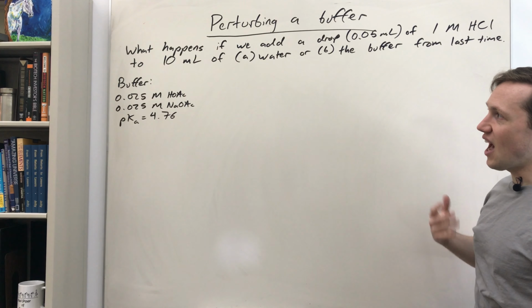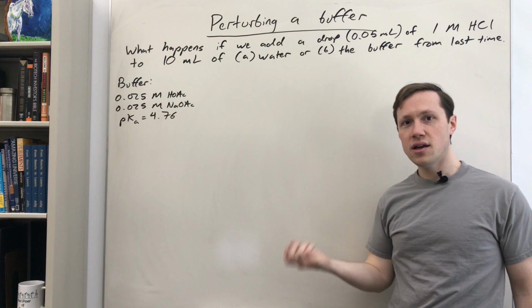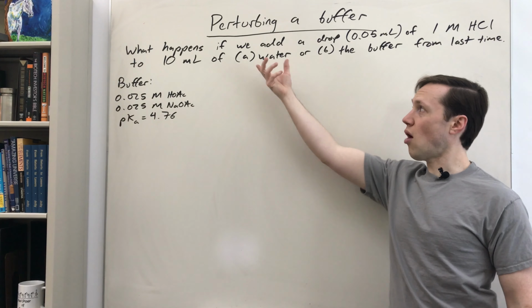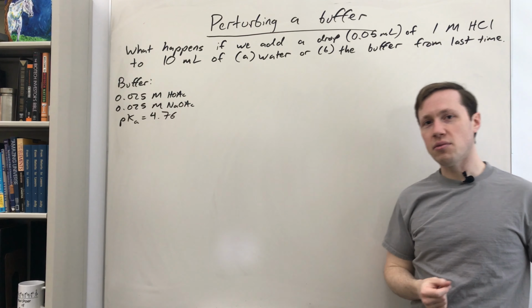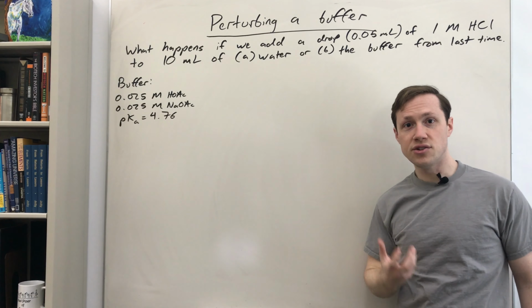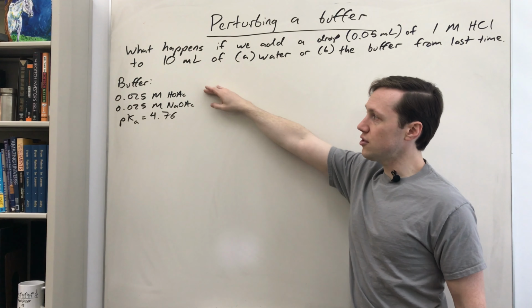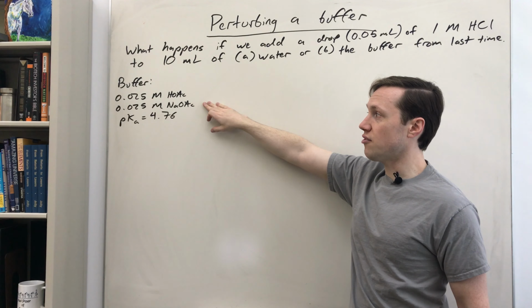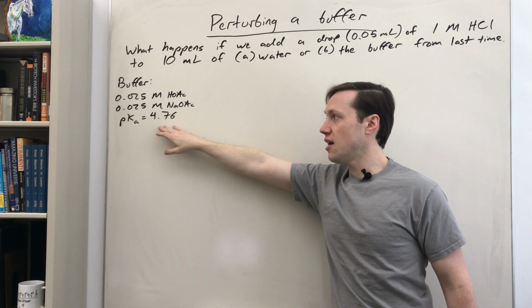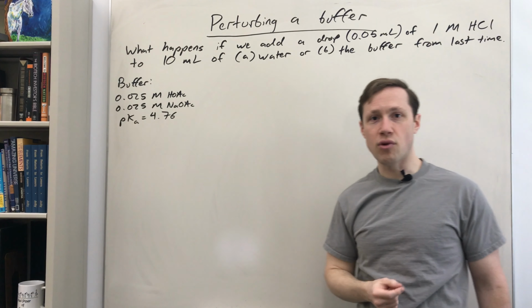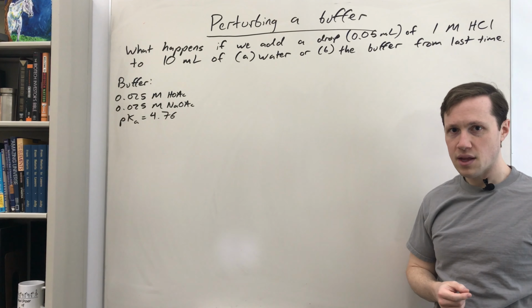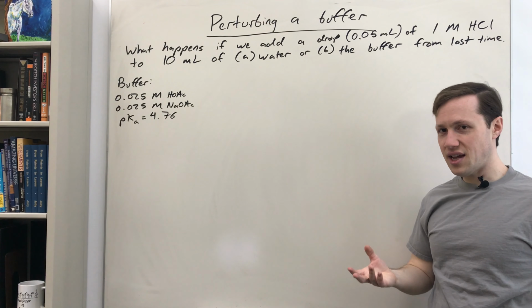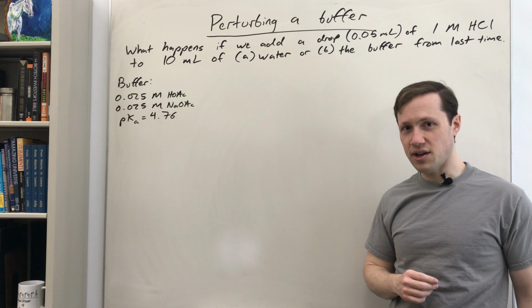What would happen if we added that into 10 milliliters of solution, either water or the buffer solution that we made last time? And just a reminder, that buffer solution is 0.025 molar acetic acid, 0.025 molar sodium acetate, and it has a pKa of 4.76. So this is going to take a little bit. We're going to divide this into two videos.